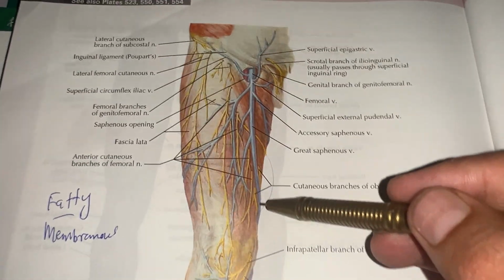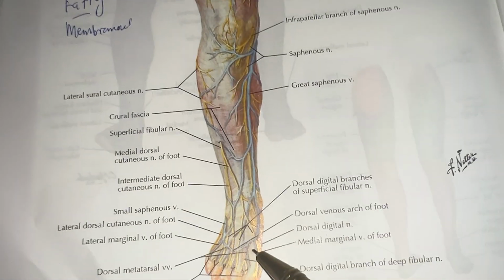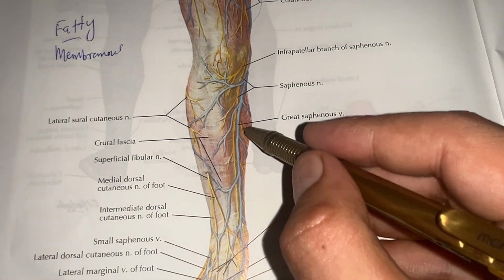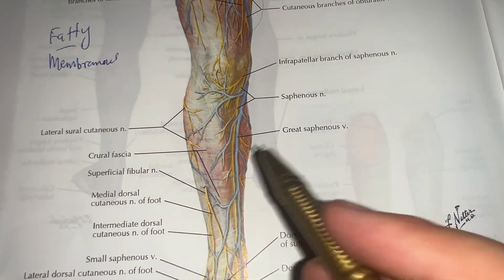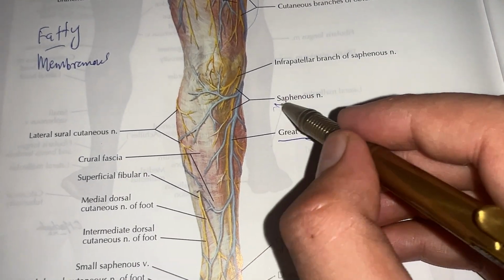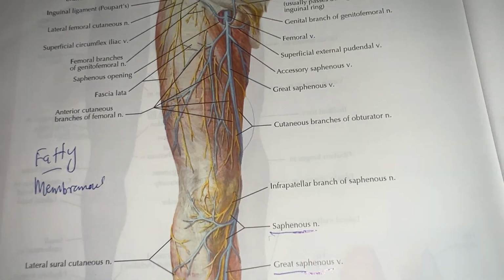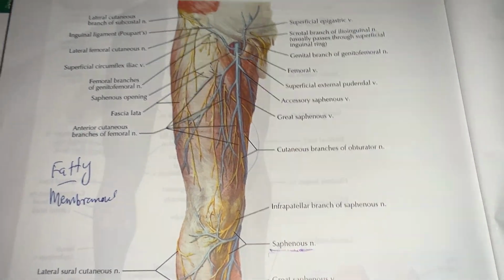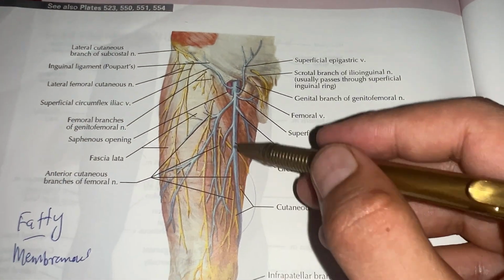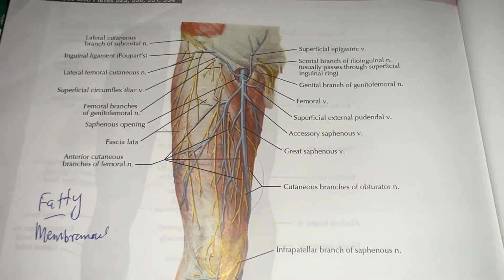This is the great saphenous vein on the medial side of the thigh. It originates from the dorsal venous arch of the foot. Along the great saphenous vein there is the saphenous nerve, which is the branch of the femoral nerve, and it originates here in the upper thigh. So this is the great saphenous vein in the fatty layer of the superficial fascia.